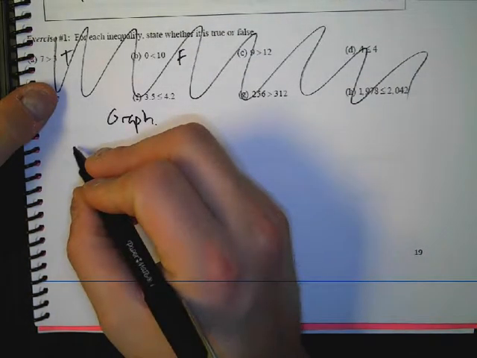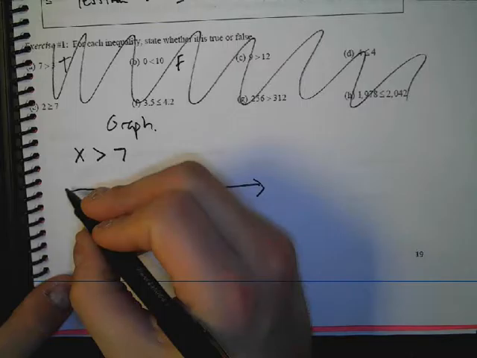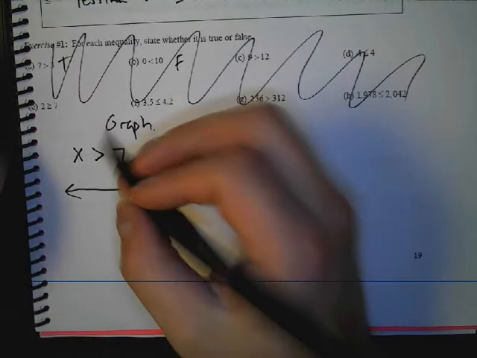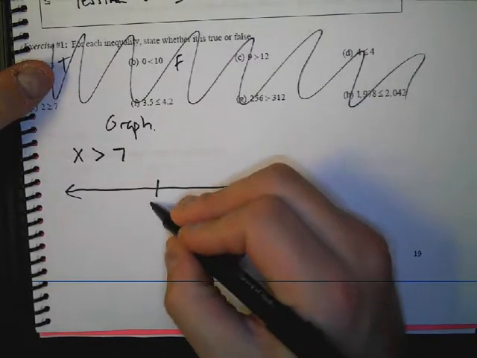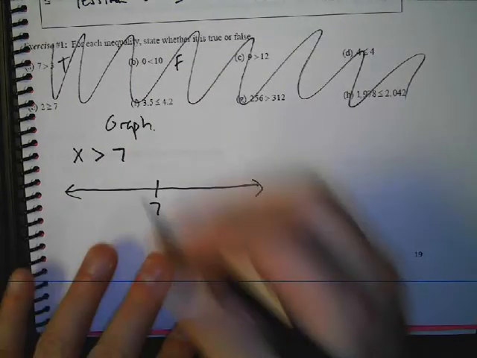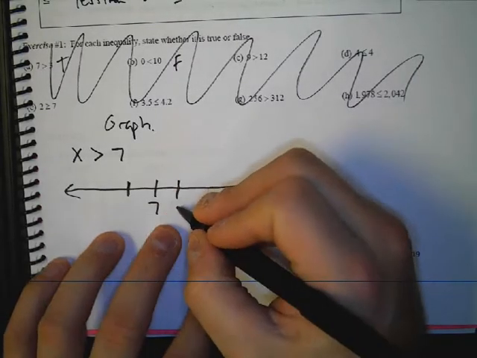So let's say x is greater than 7. Here's how you would graph this. What would happen is I make just a generic number line. I'm going to put 7 in the middle. You don't always have to put 0 in the middle. And what I do is I select values that are on the left and the right. A number on the right of 7 would be 8. A number on the left of 7 would be 6.